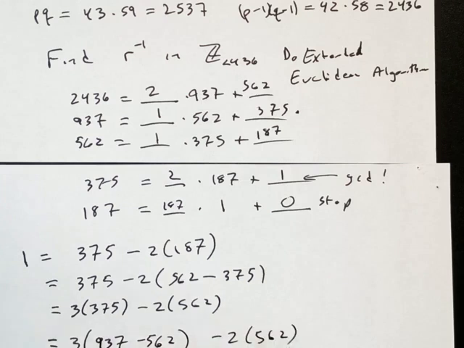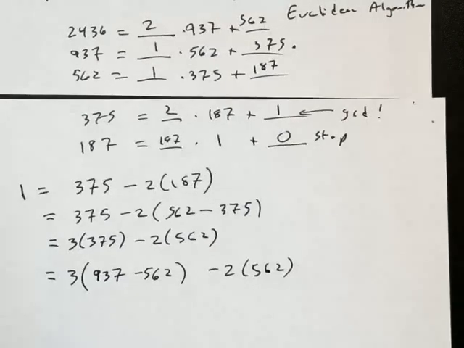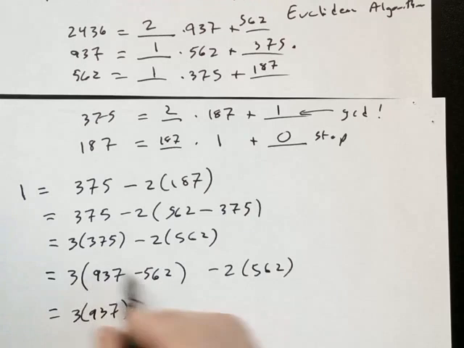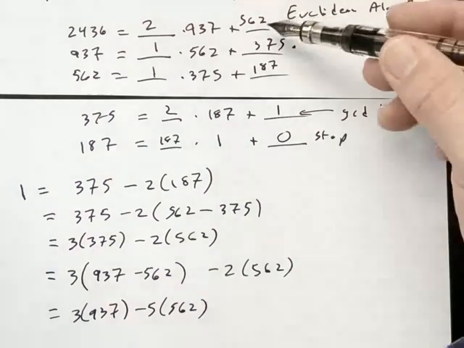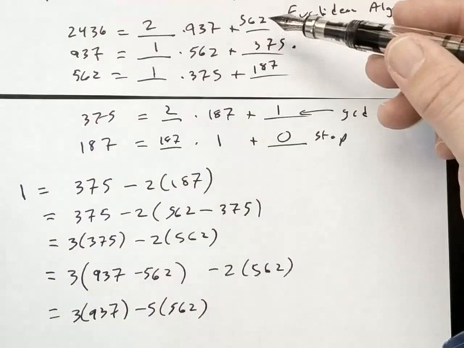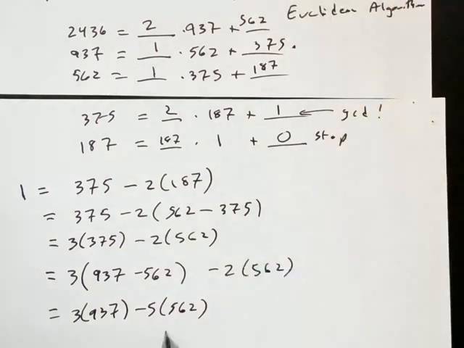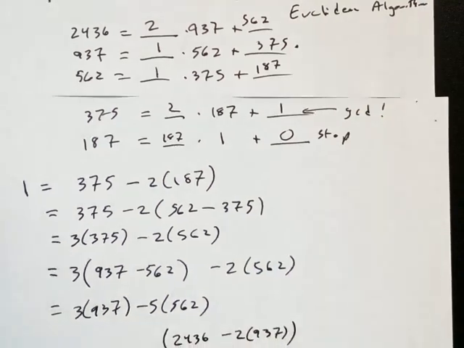Again, I regroup without simplifying. So I have 3 times 937 minus 3 and then minus 2 is minus 5, 562s. With me so far? Kind of, maybe. Don't see the point of it yet. One more remainder. 562 is the remainder in this first line. Replace 562 by 2436 minus 2 times 937. Because that's what this would be if I solve for the remainder.